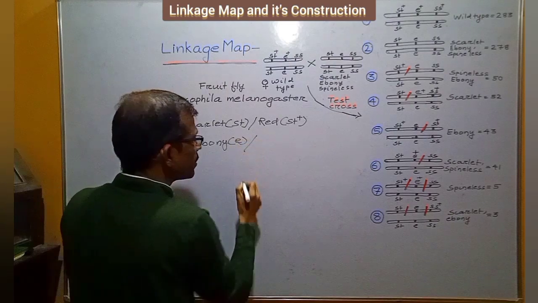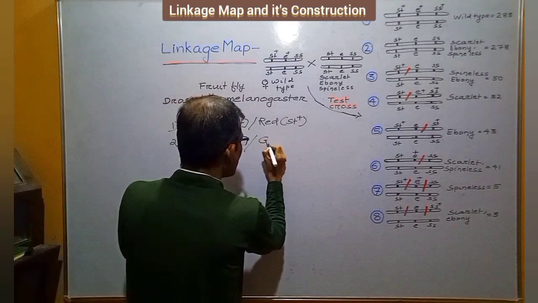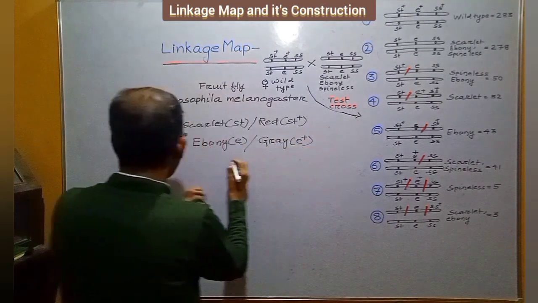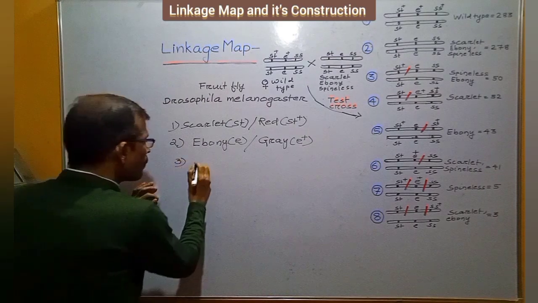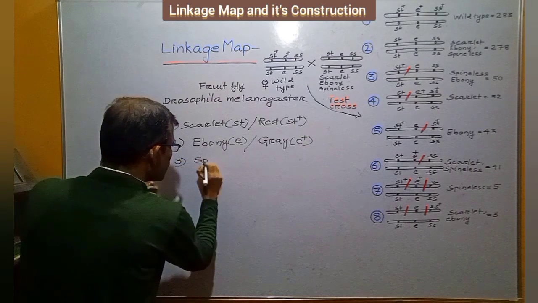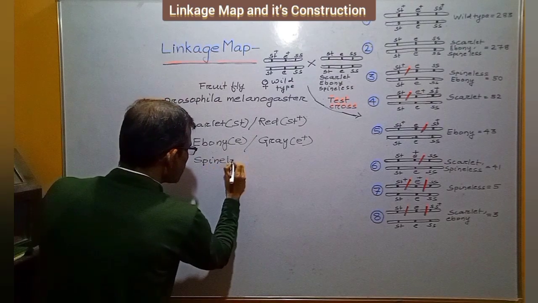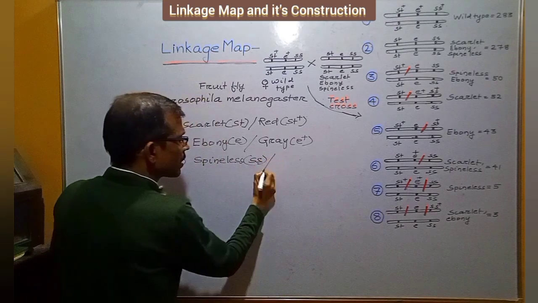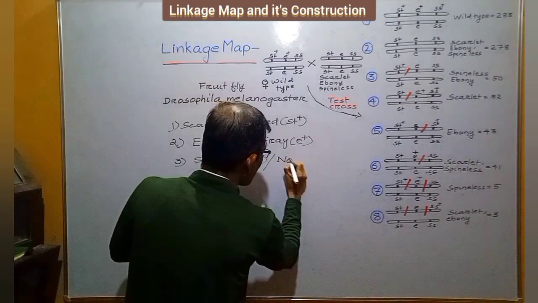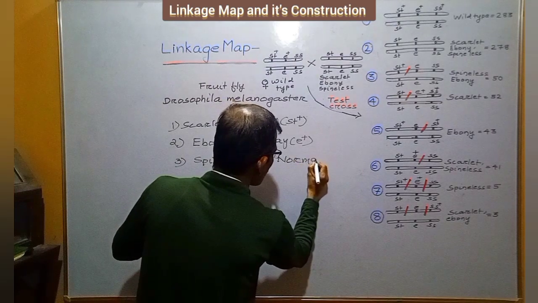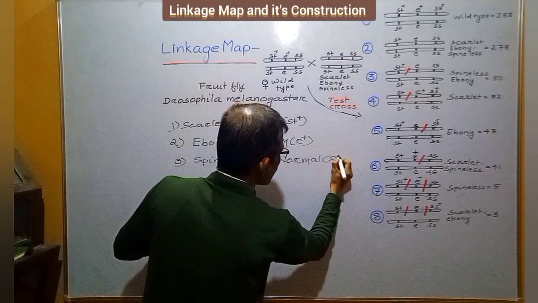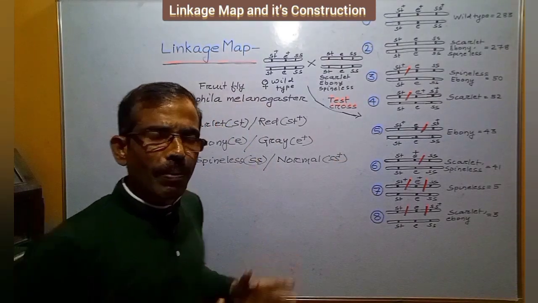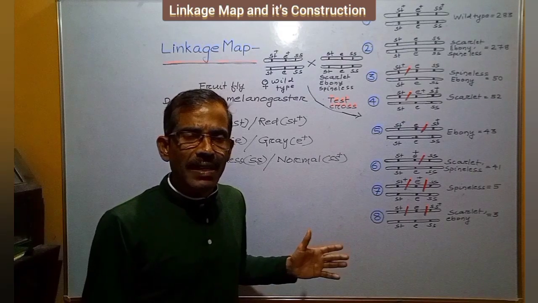Number 2, ebony body color. Ebony body color is recessive to wild type grey body color. And number 3, presence of spineless bristles. Presence of spineless bristles is recessive to wild type normal bristles.